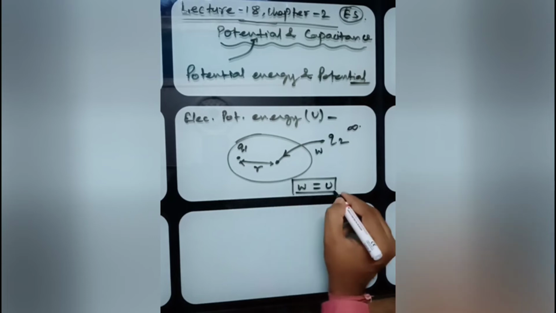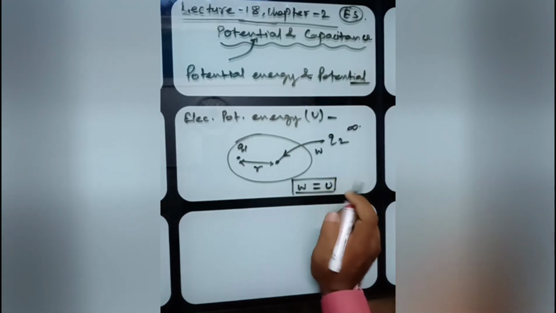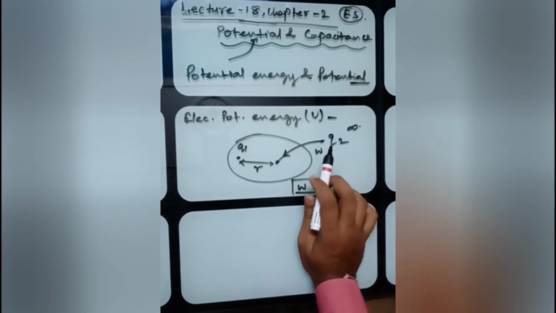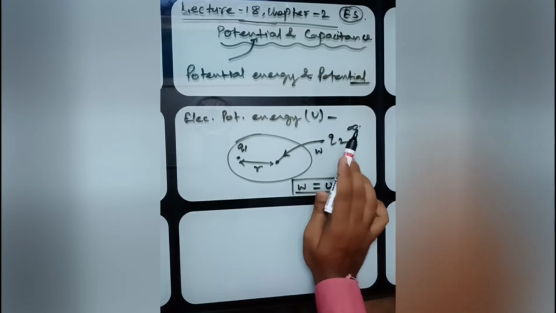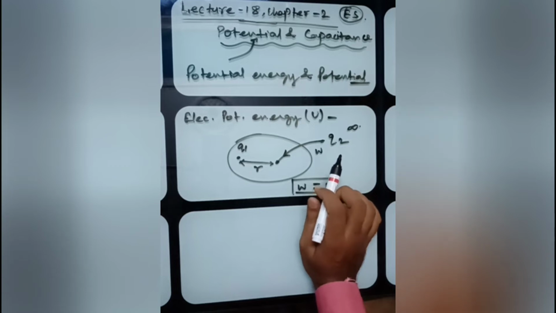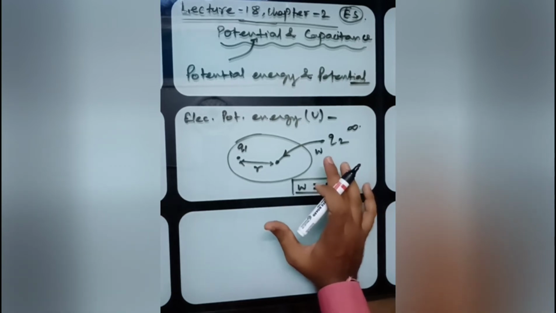Okay, again I am telling you, it is the amount of work done to move a point charge. You can consider this as a point charge. The amount of work done to move a point charge from one point, here the one point we have discussed, the infinity, from one point to another, against the electrostatic force or in favor of the electrostatic force. So this is the definition of electric potential energy. You can write it in your notes.